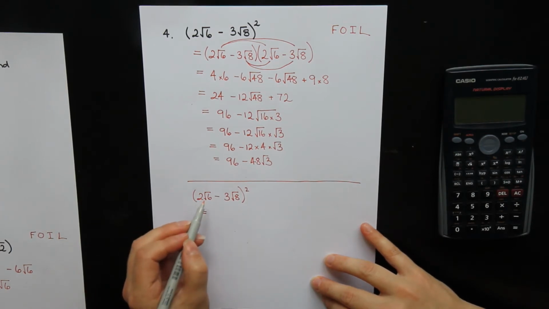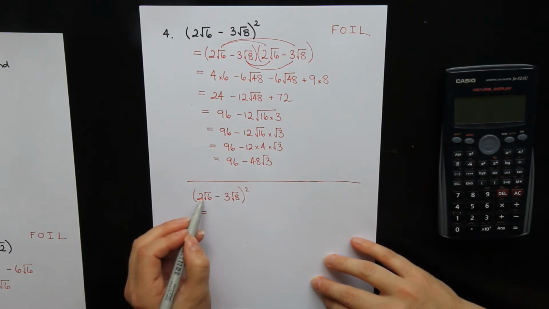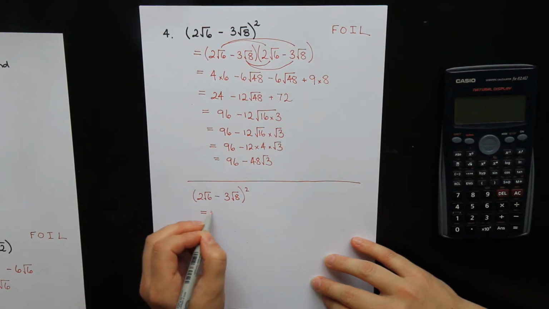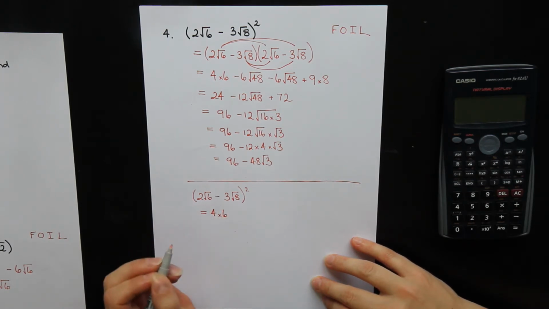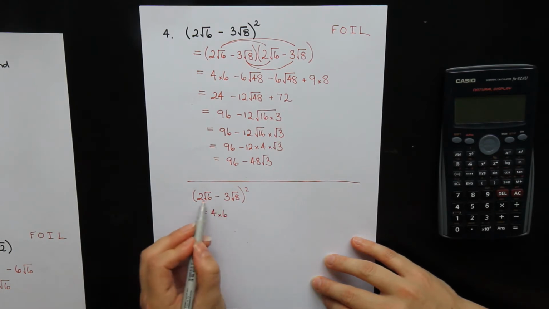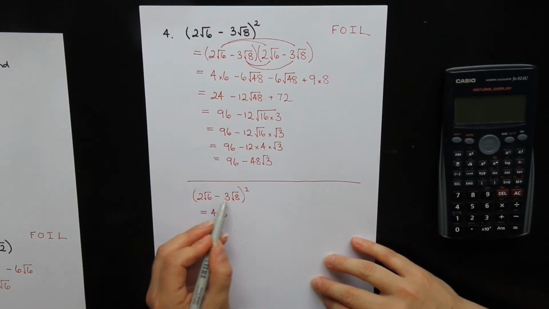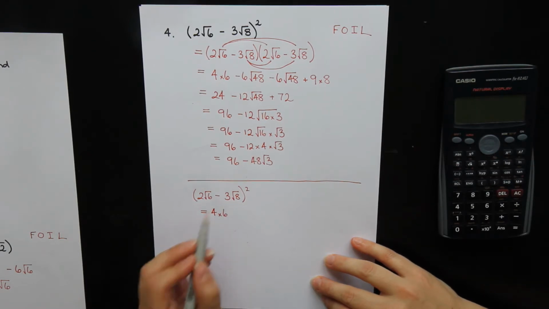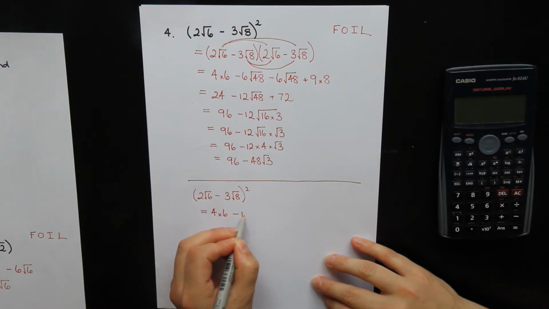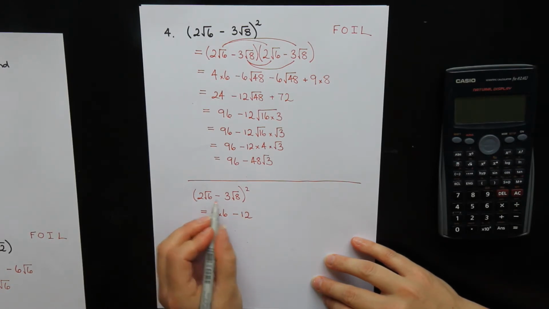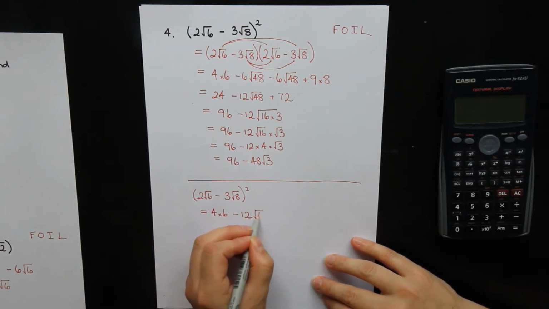Is to times the first term by itself. 2 root 6 times 2 root 6. 2 times 2 is 4, and root 6 times root 6 is 6. Then you multiply the two middle terms together. 2 times minus 3 is minus 6, but you need to double it because we have two of them. We know we have to double, so it makes minus 12, and 6 times 8 is the root 48.